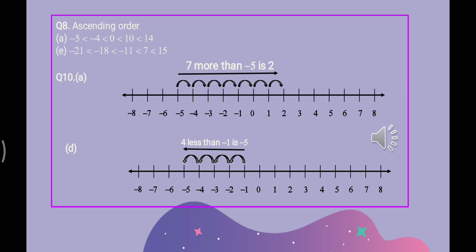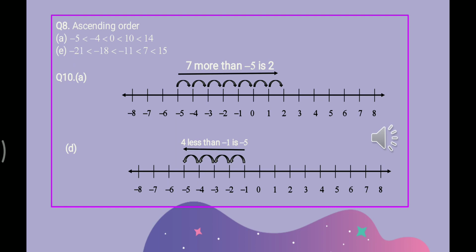So you can see from the figure, I have made 7 steps towards the right from minus 5. After counting from minus 5 towards the right with 7 steps or 7 jumps, you can see we have reached 2. So the answer is 2.